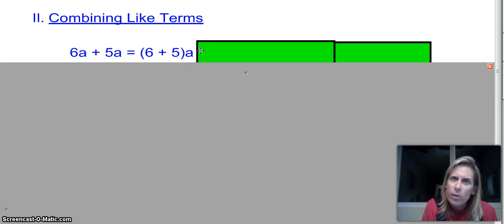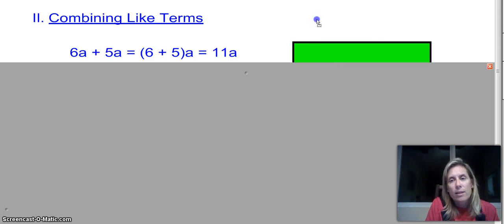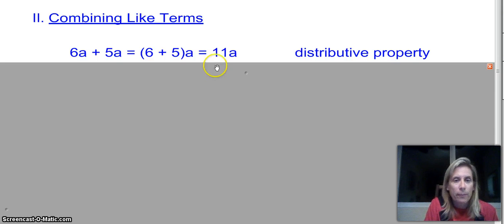That's kind of reverse distributive property, isn't it? We're dividing the a out of each term. Here it is out here. Okay? So what we really want to do when we have like terms, they have the same variable, is add the coefficients. 6 plus 5 is 11a. Good. So this is using the distributive property, right?